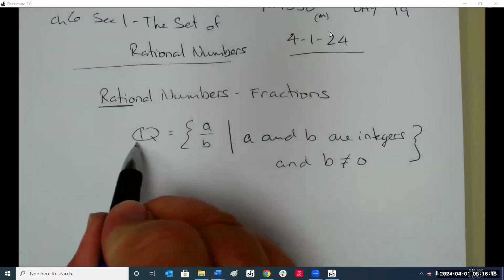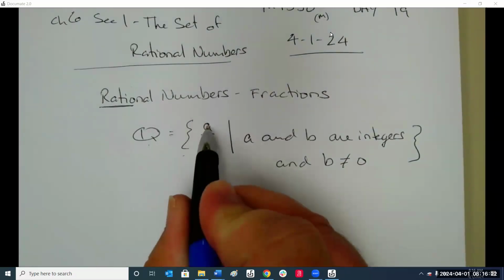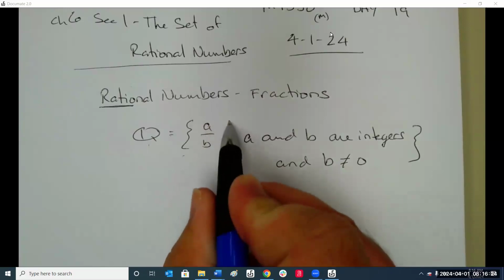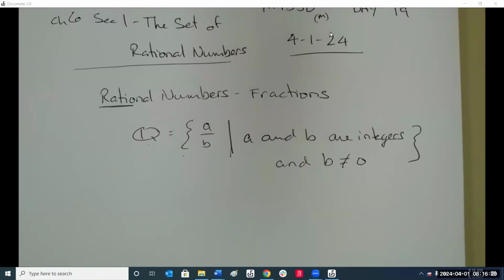The way it's read, this Q symbol is equal to the set of all a over b such that a and b are integers and b is not equal to 0. We're still using the same stuff we learned in the first 3 chapters of this course, because mathematics is all related to logic.